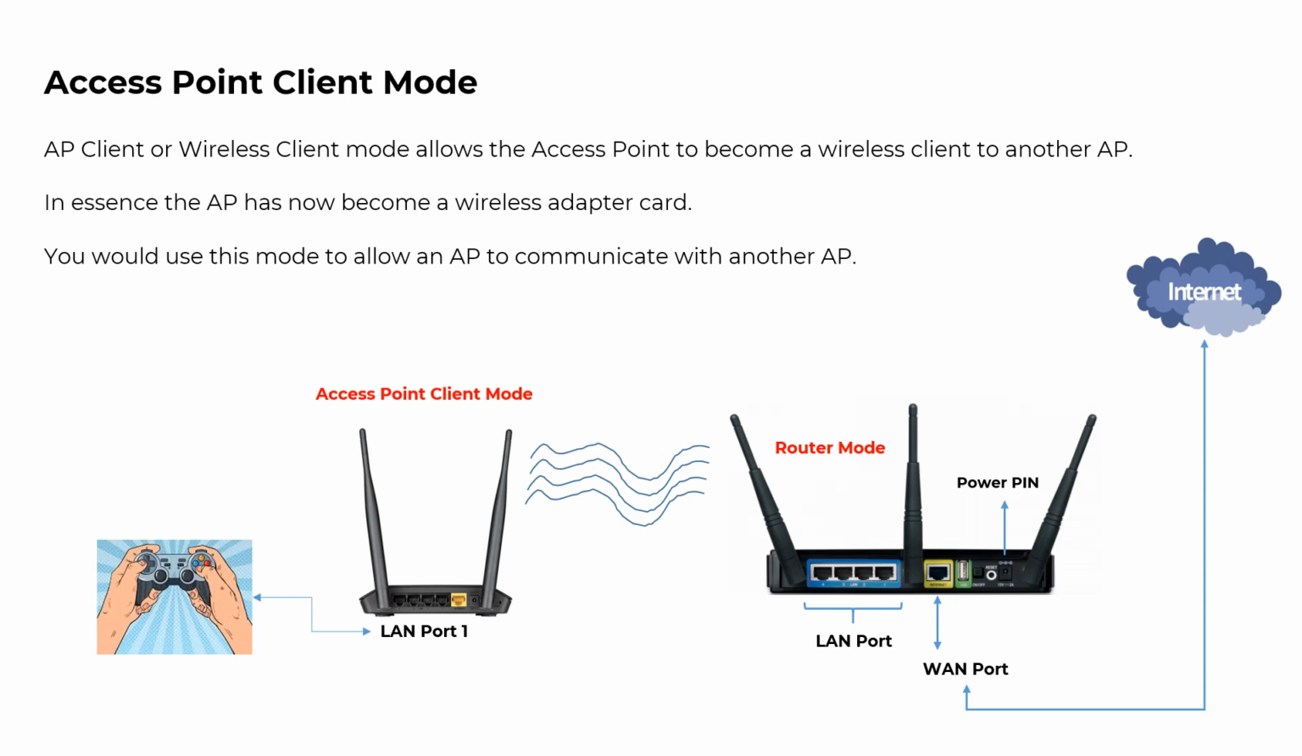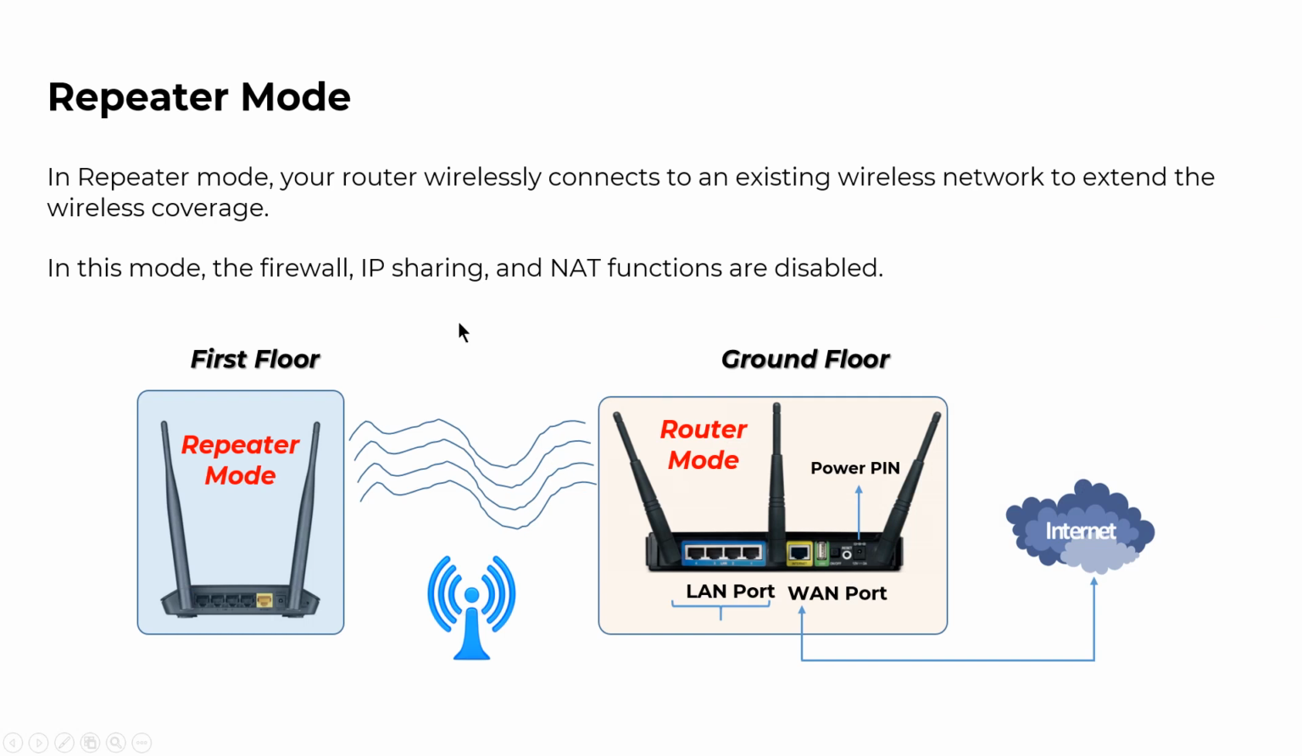Wireless NIC card. So what you are doing, you are just browsing and searching for your desired wireless network. When you click on connect, it asks you for the username and password. You have to do the same thing in your second Wi-Fi device. So it becomes a wireless client, and in essence the AP has now become a wireless adapter card. As I told you, like a USB adapter, it becomes a wireless adapter card for your legacy device. You would use this mode to allow an AP to communicate with another AP. It's a simple thing. Let's move to my next slide, the repeater mode.